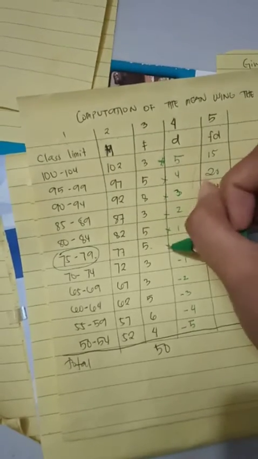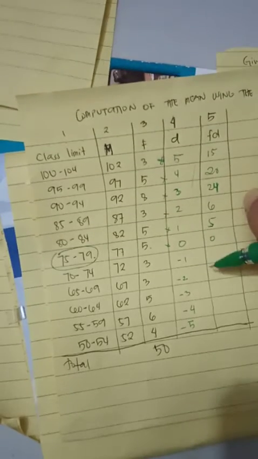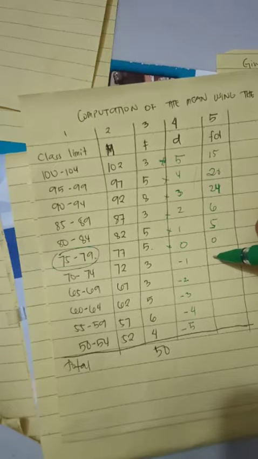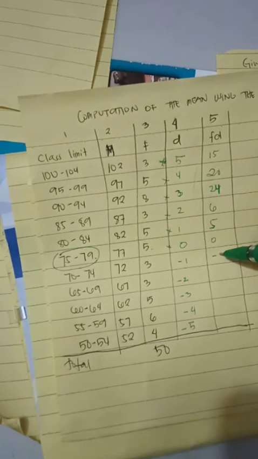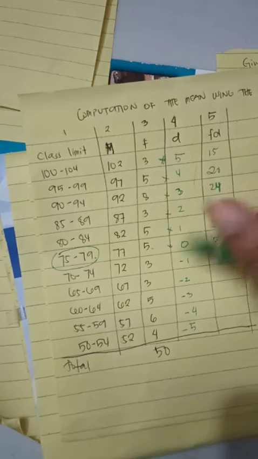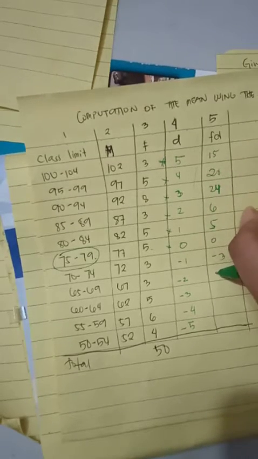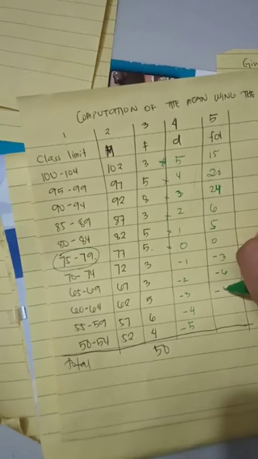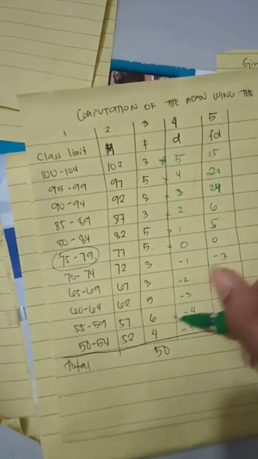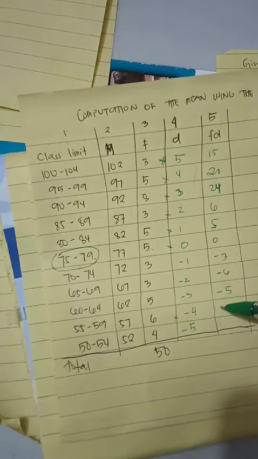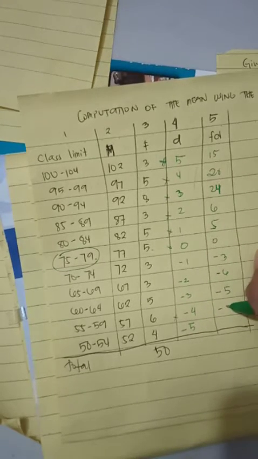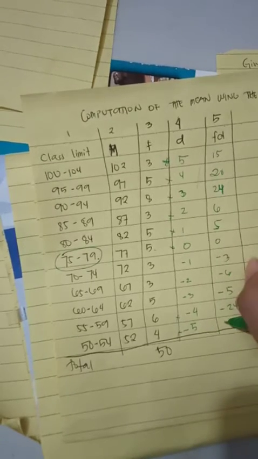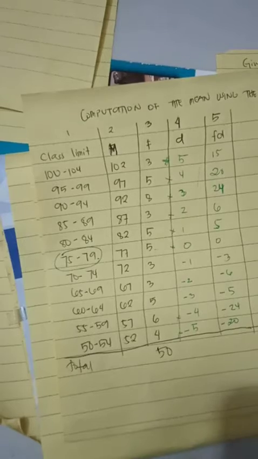5 multiplied by 0 is 0. 3 multiplied by negative 1 is equal to negative 3. 3 multiplied by negative 2 equals negative 6. 5 multiplied by negative 3 equals negative 15. 6 multiplied by negative 4 is equal to negative 24. And 4 multiplied by negative 5 is equal to negative 20.